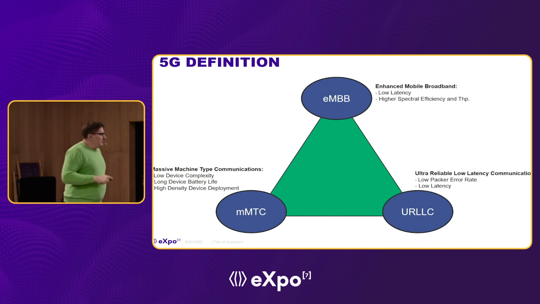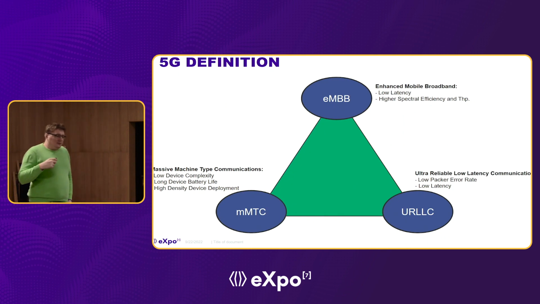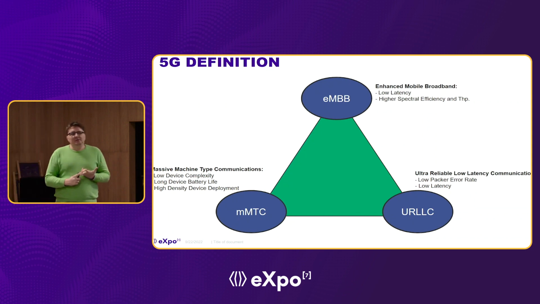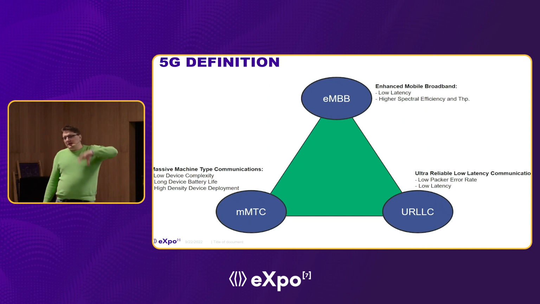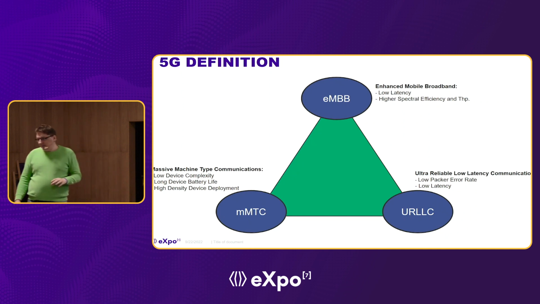The top area, eMBB, is all about improving what we already have in 4G. So it's about getting higher throughput, getting lower latency, getting more spectral efficiency. Spectral efficiency means that with the same part of the bandwidth, we can work with more devices at the same time. So it's all about more, more, and more.